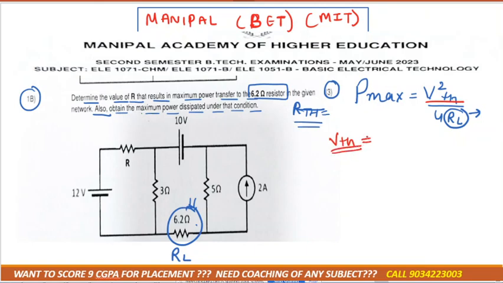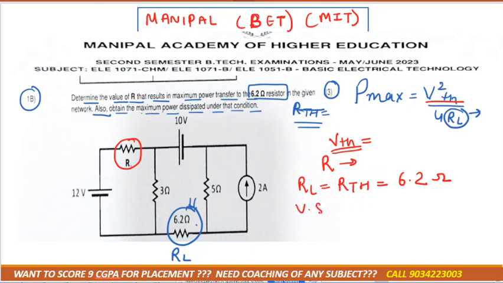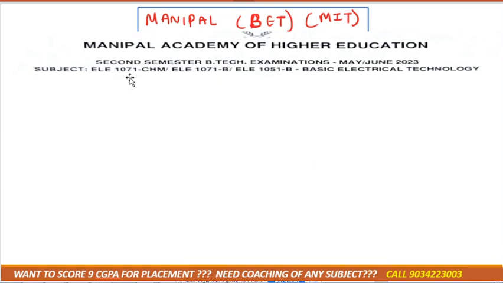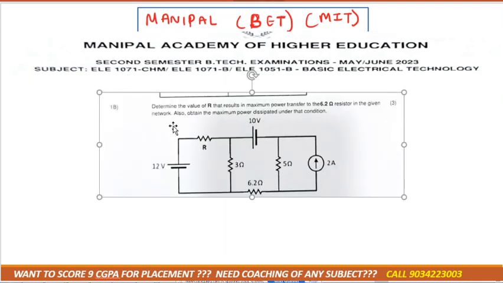Now let's see how we can calculate VTH. But for VTH, we should know the value of R, right? Then only we can calculate VTH. So for R, we need to use RL. RL is equal to RTH, that is equal to 6.2, correct? So for RTH, we have to follow some steps. What was the step? The voltage source must be short circuited and the current source must be open circuited. Correct? Let's draw the diagram again.